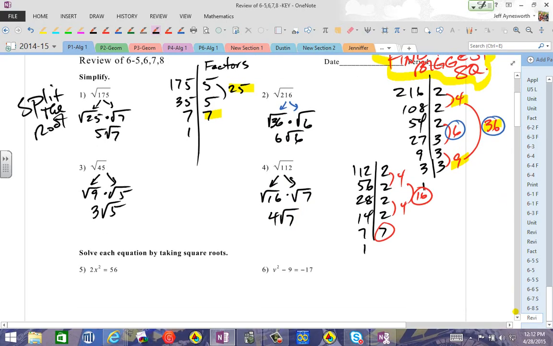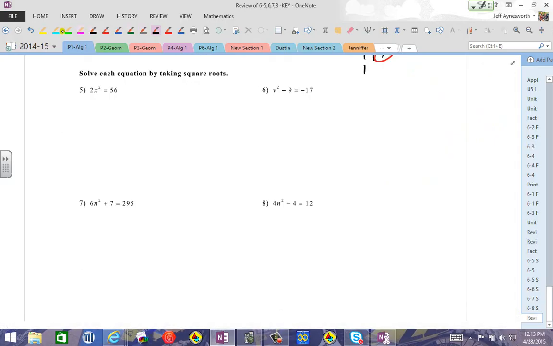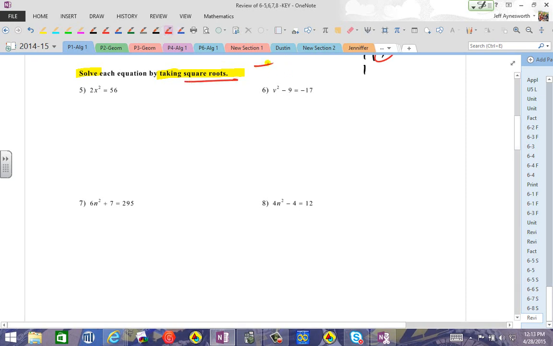All right, so you got to factor the number and use your factor pairs and simplify your roots. Now in the next group here, we want to solve the equation by square roots. All right, and the key on that one is to isolate your square term. So isolate your x squared or the square term first.